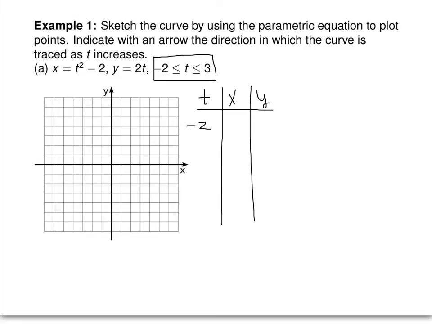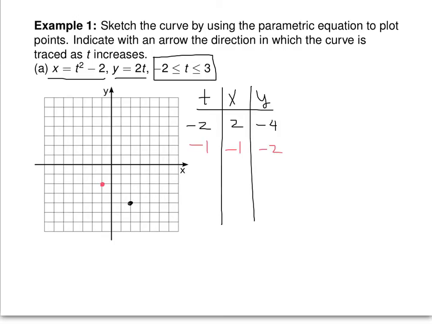When we input -2 into t squared minus 2, -2 squared is 4, 4 minus 2 is 2. When we input that into 2t, we get -4. So the first point that I have is 2, -4. Next, let's just plug in -1. Then x will be -1, and y will be -2. Oops, I graphed +1. -1, -2. There we go, that's better.